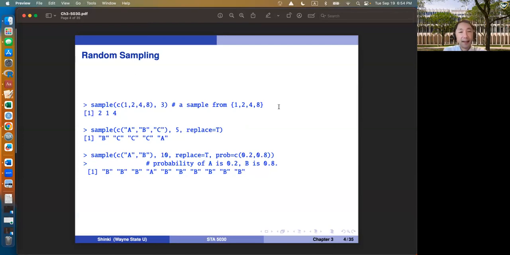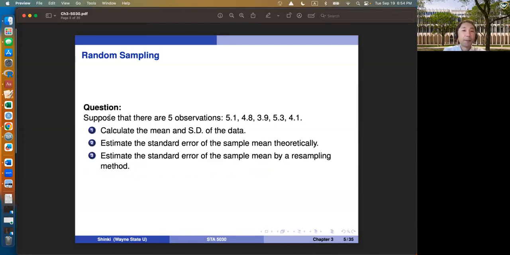Okay, the next one. Suppose that we have 5 observations, maybe the weight of newborn babies. We can calculate the mean and the standard deviation of the data, and then we can also estimate the standard error of the sample mean.